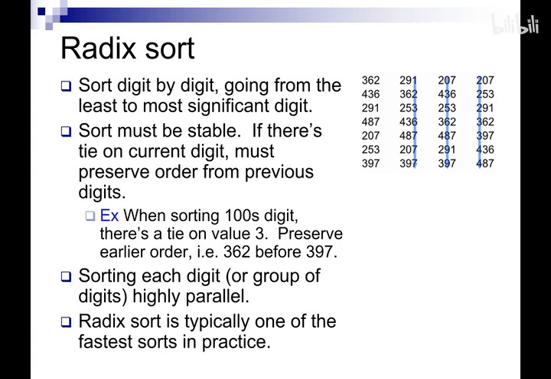I said this is a sequential sorting algorithm, but you can parallelize it. The reason is that when you sort on each digit, you can do this very efficiently in a parallel way, sorting digit by digit. This leads to the fact that radix sort is often one of the fastest sorts in practice, especially in the shared memory setting.